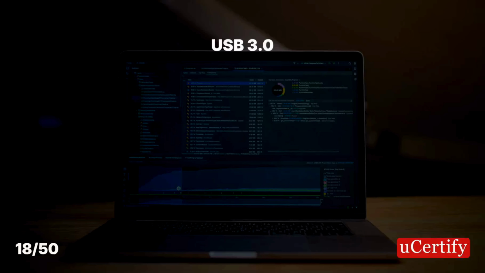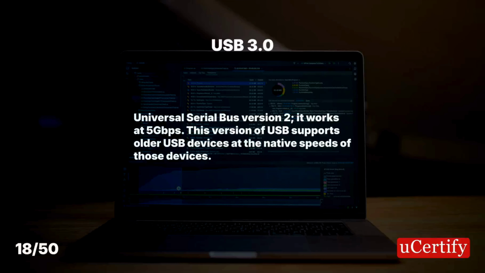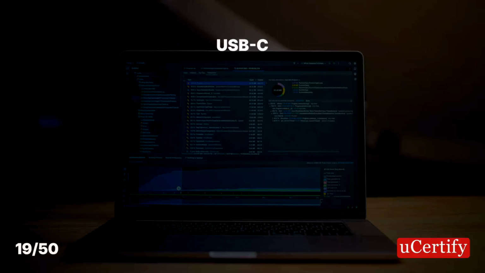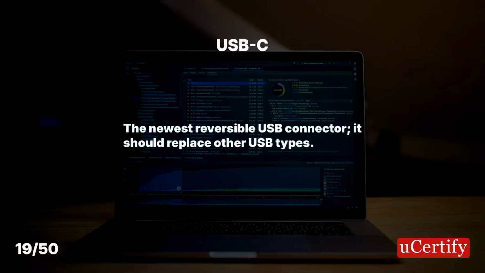Term: USB 3.0. Definition: Universal Serial Bus version 3. It works at 5 gigabits per second. This version of USB supports older USB devices at the native speeds of those devices. Term: USB-C. Definition: the newest reversible USB connector. It should replace other USB types.